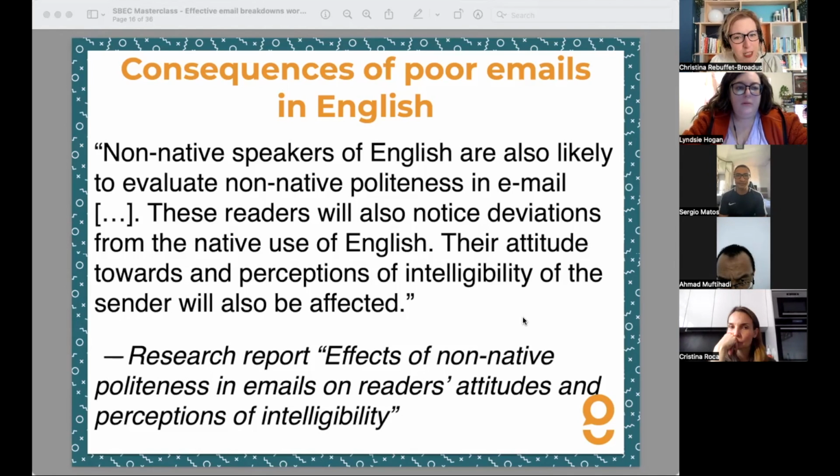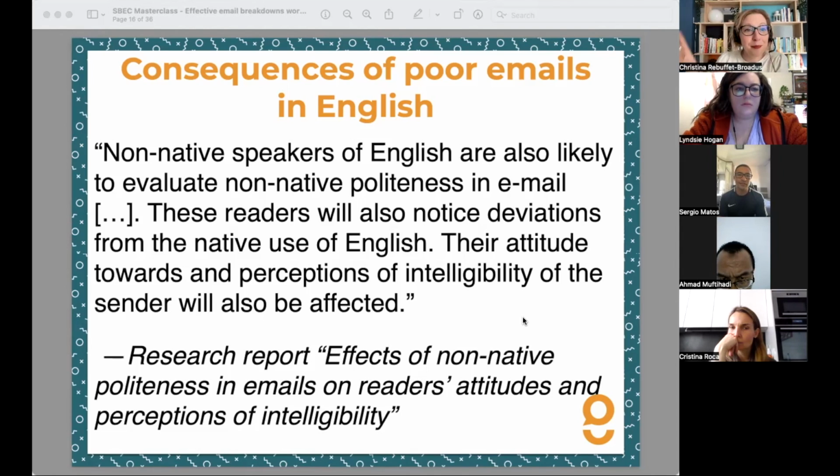And I found a research report. I didn't put the link because it's very academic and not so easy to read, but if you are interested, I can send you the link. It found that non-native speakers of English are also likely to evaluate non-native politeness in email. These readers will also notice deviations from the native use of English, and their attitude towards and perceptions of intelligibility of the sender will also be affected.